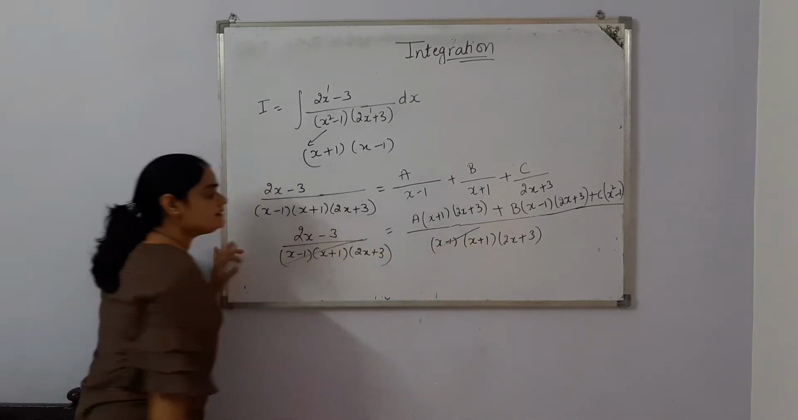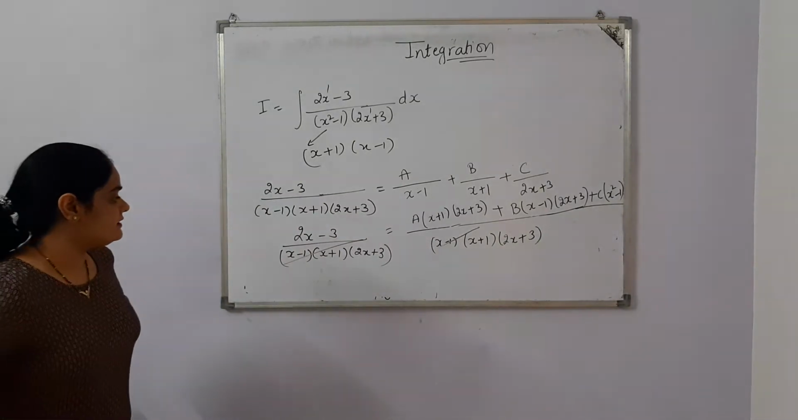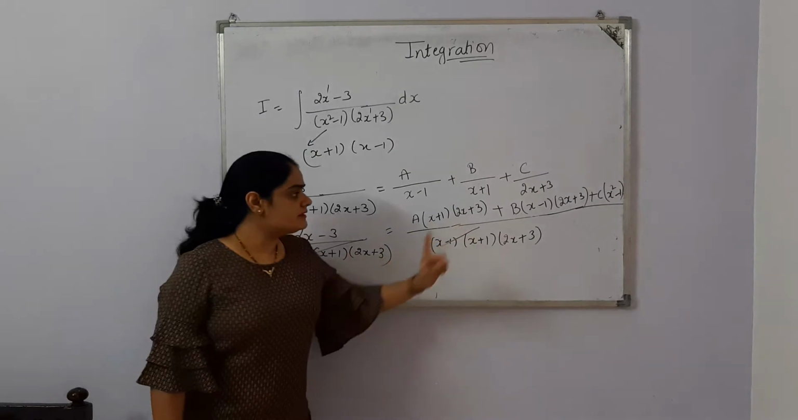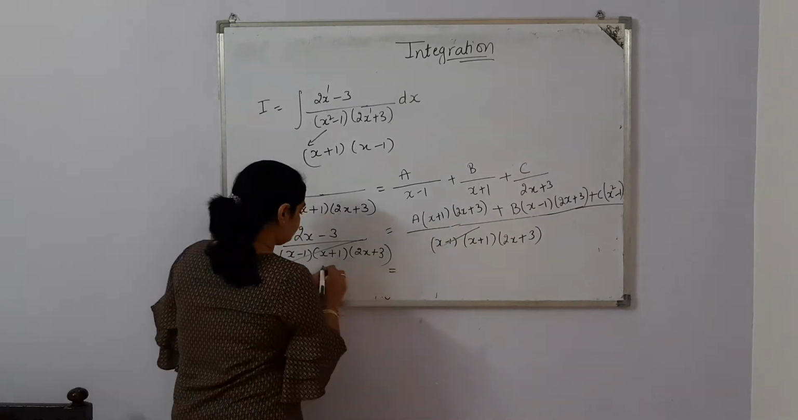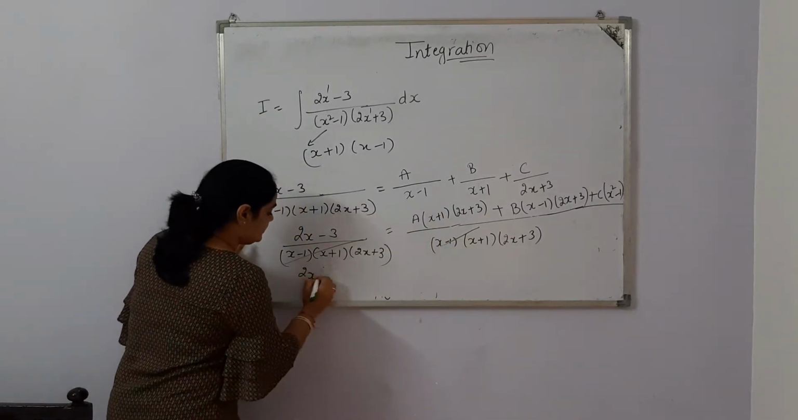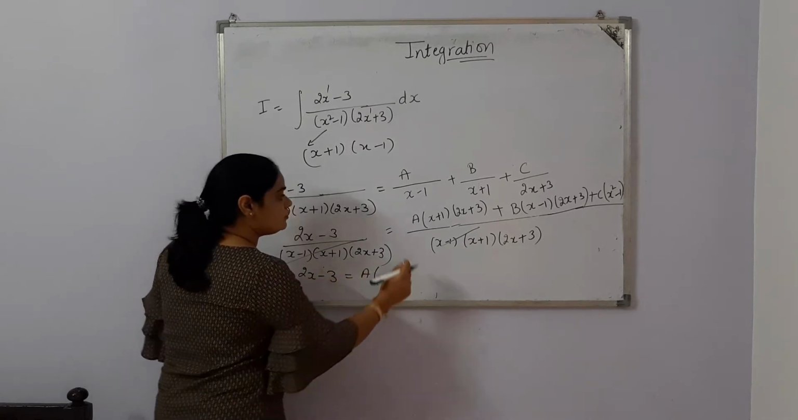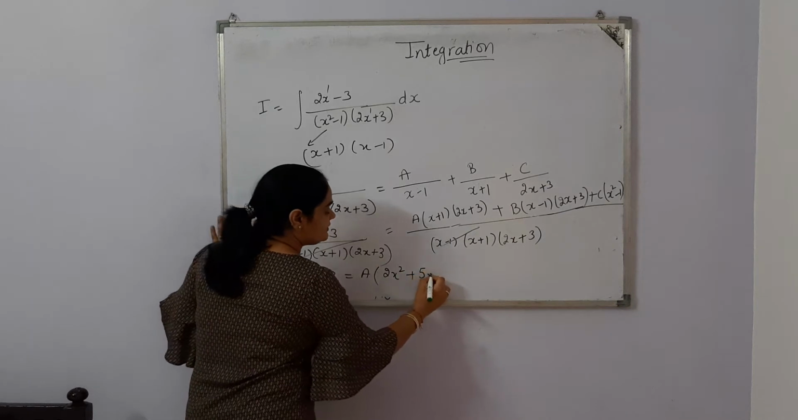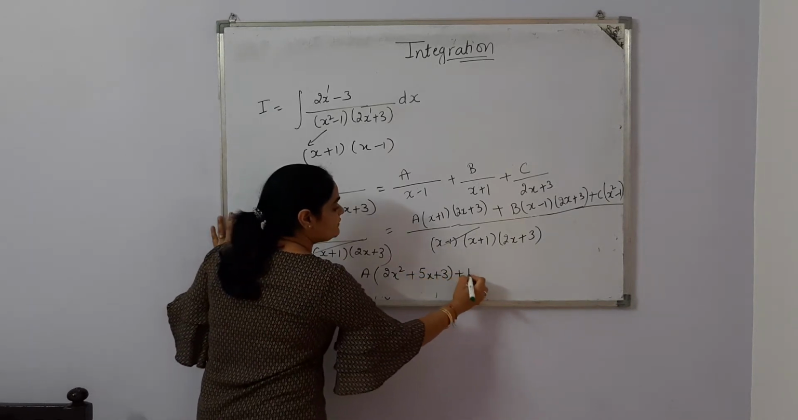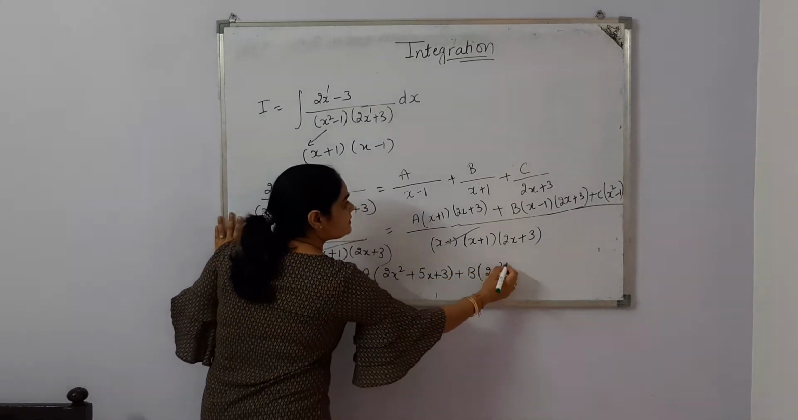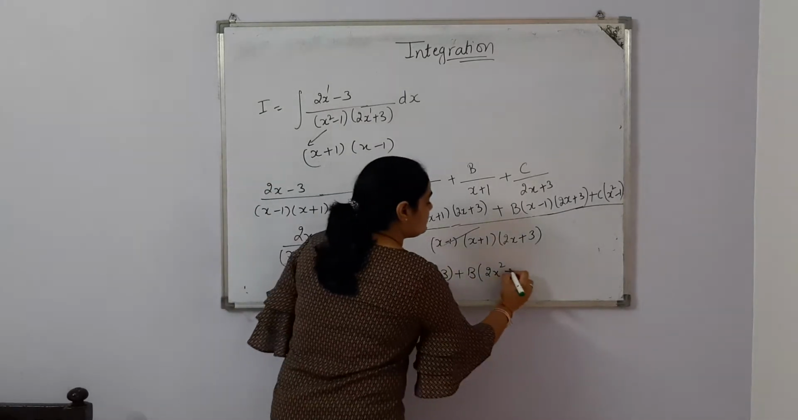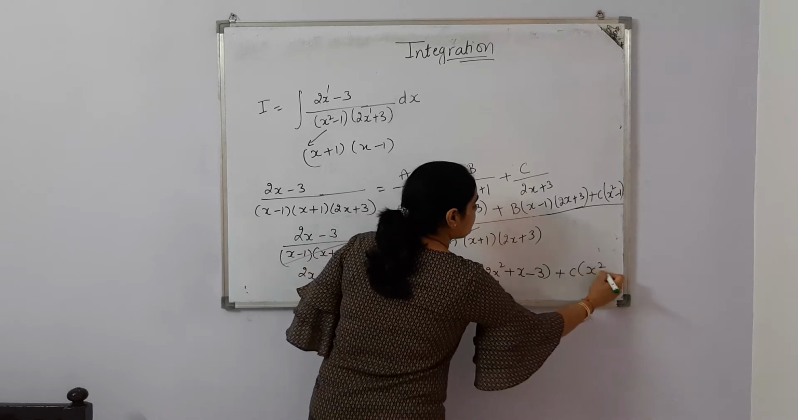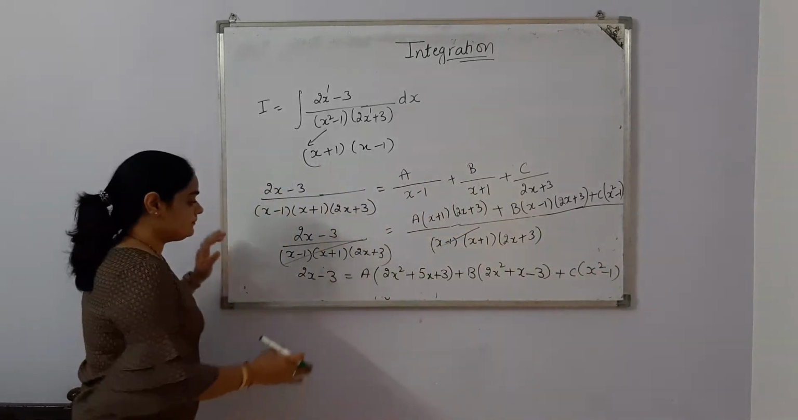Now the denominators are equal, so we can cancel the denominators. First of all, we need to open the brackets. Here we have 2x minus 3 equals a into (2x square plus 3x plus 2x, which is 5x plus 3), plus b into (2x square plus 3x minus 2x, which is plus x minus 3), and here c into (x square minus 1).